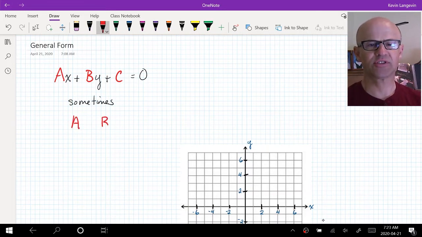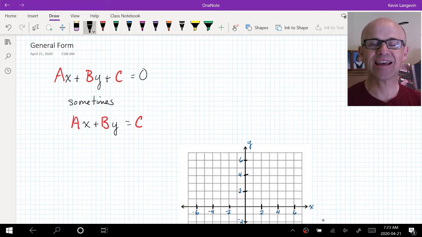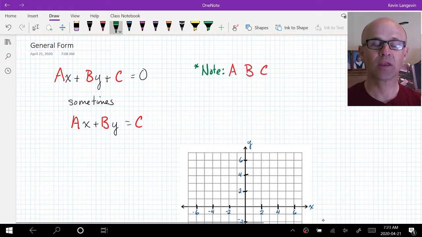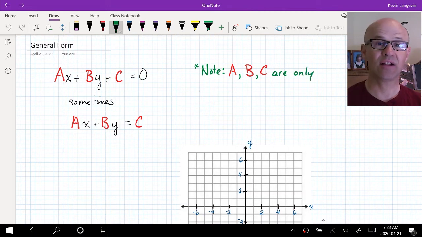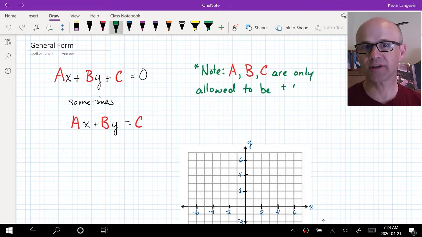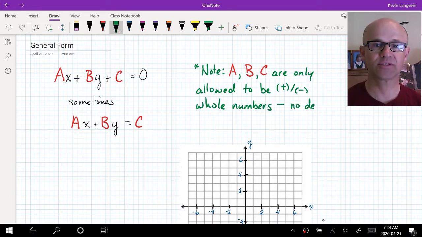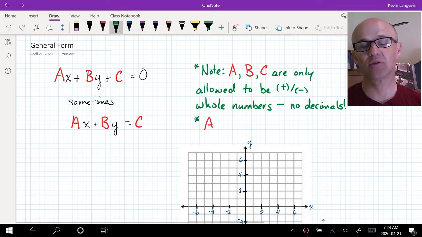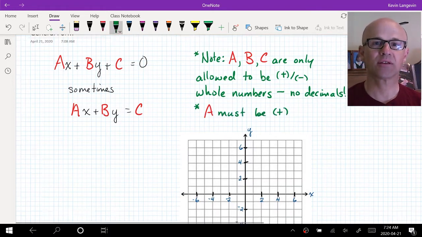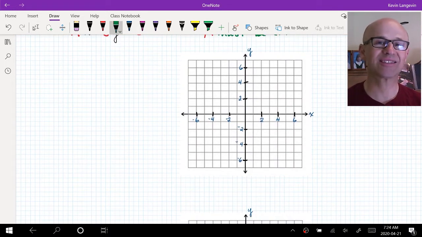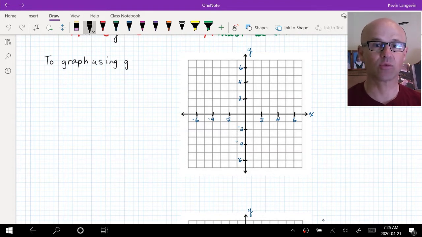General form, as you can see, is written out as ax + by + c = 0. The a, b, and c values have to be whole numbers, positive for a and whole numbers for everything else. Typically we see this as being equal to 0, although occasionally others will write it moving the c to the other side. We do see this in the textbook every once in a while.